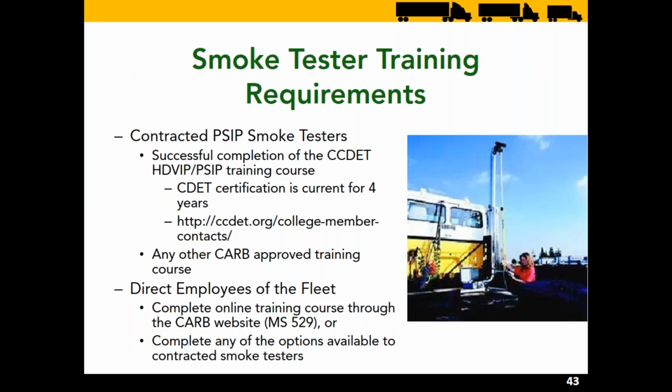So there are a couple ways that you can conduct a PSIP test in compliance with the requirements. If you contract somebody to do the testing for you, that typically runs in the $50 to $150 range per test per vehicle. In order for somebody to provide PSIP tests as a contracted service, they have to have undergone the HDVIP PSIP training course at the California Council on Diesel Education and Technology. That certification is a one-day training course and it needs to be renewed every 4 years. Please be sure that if you contract someone to do this test for you, that their certification is valid. They also need to enter their certification number into the opacity meter in order for it to be a valid test.